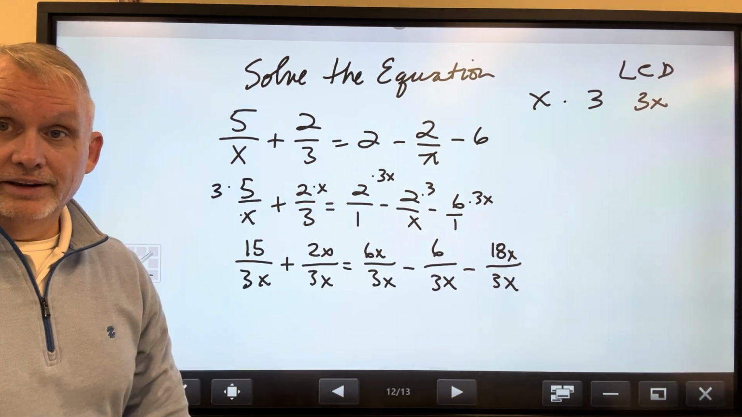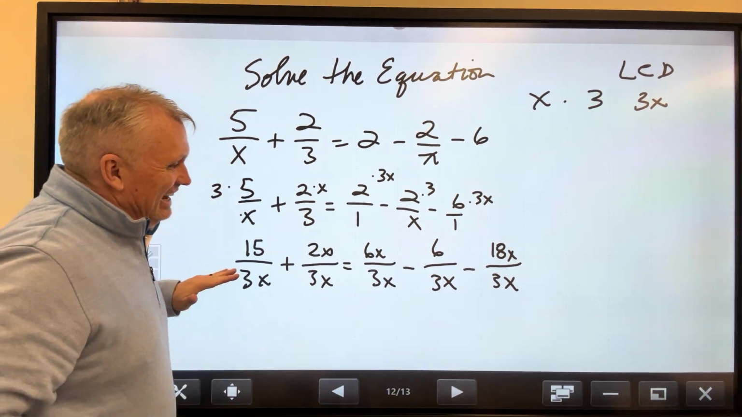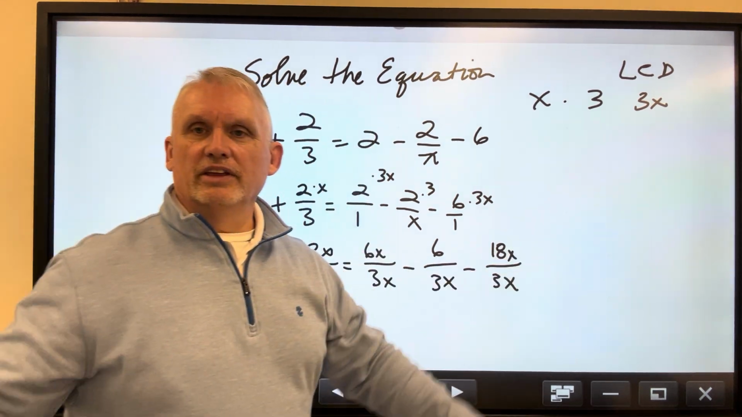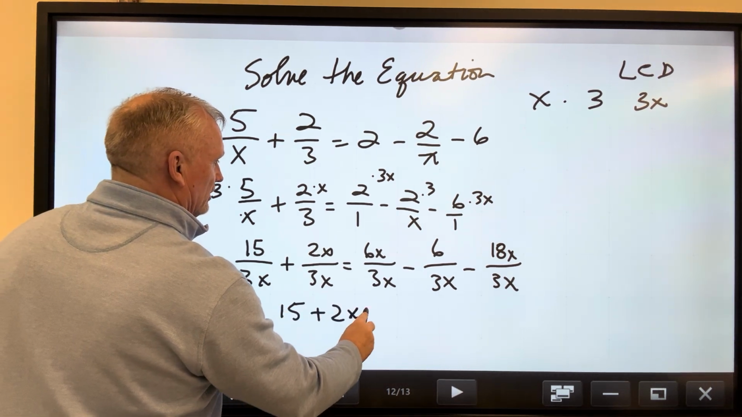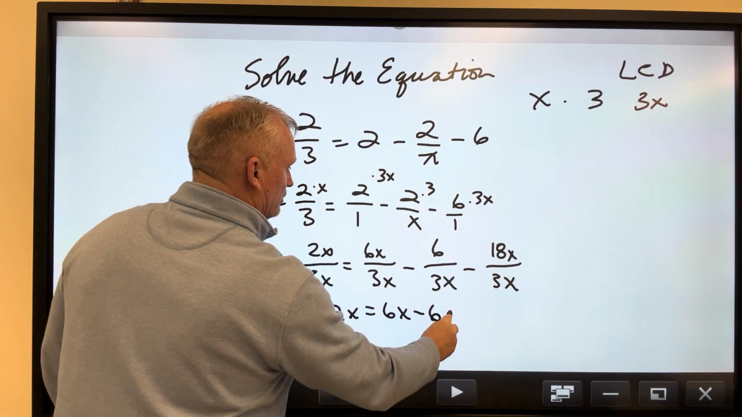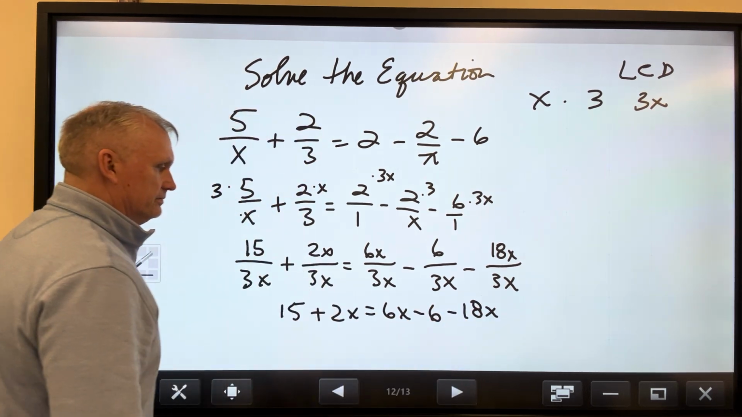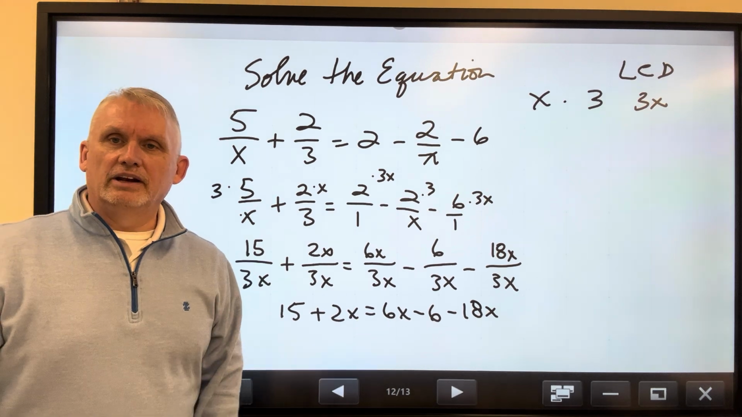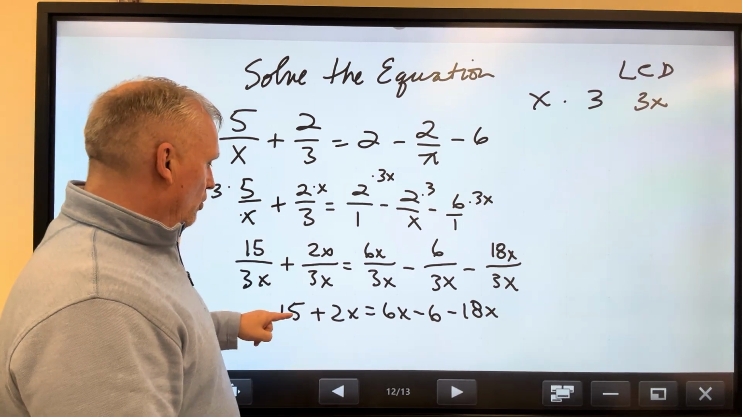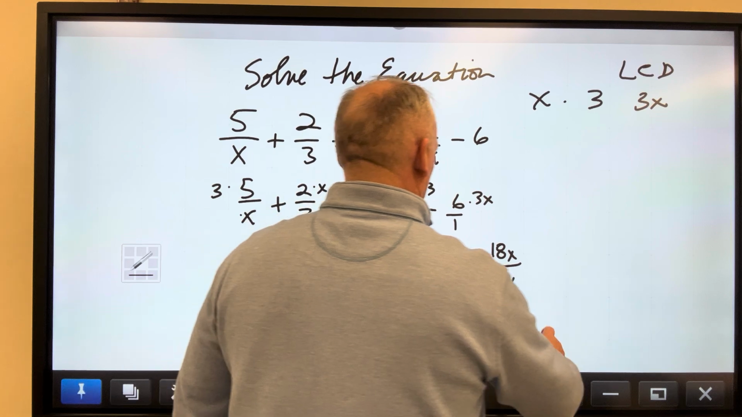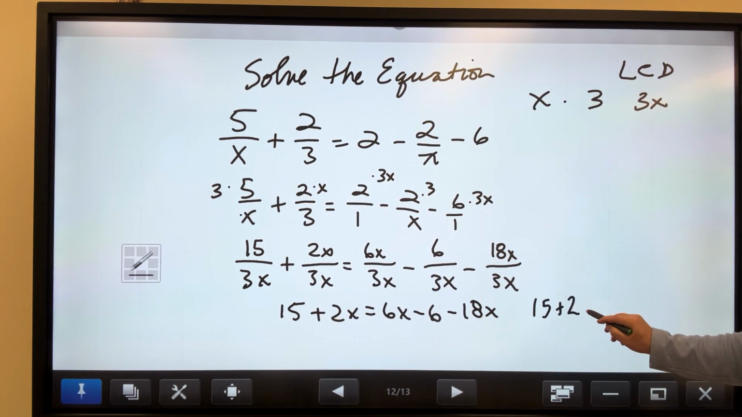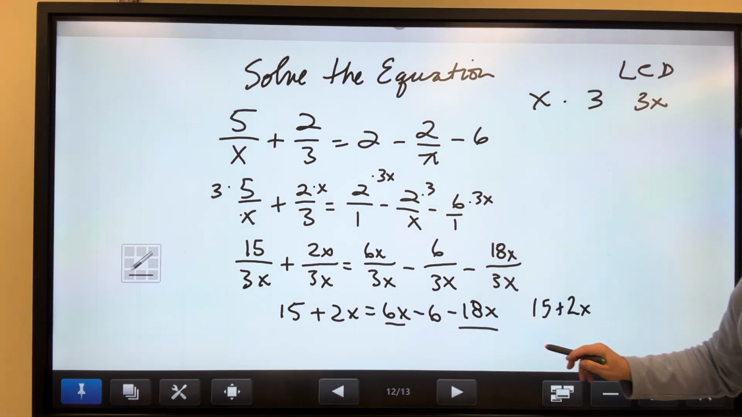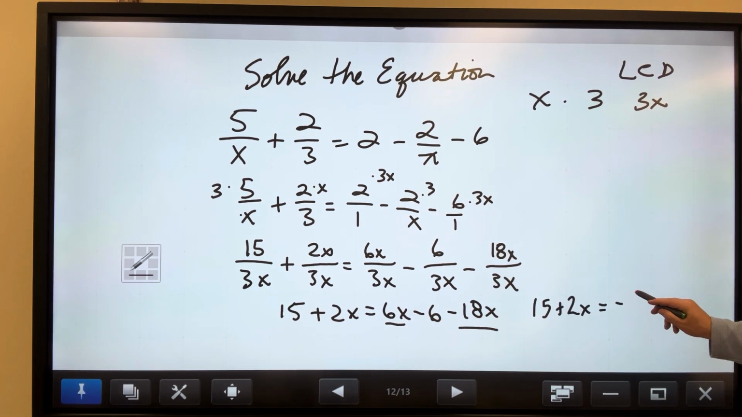Cool. Now, this looks crazy. This looks nuts. Now, take out the denominator and solve the algebra problem. So I have 15 plus 2x is equal to 6x minus 6 minus 18x. Now all I'm doing is solving an algebra problem, collecting like terms. Well, the first thing stays the same. I'm going to put this over here. This is 15 plus 2x. Combine like terms, which equals minus 12x minus 6.